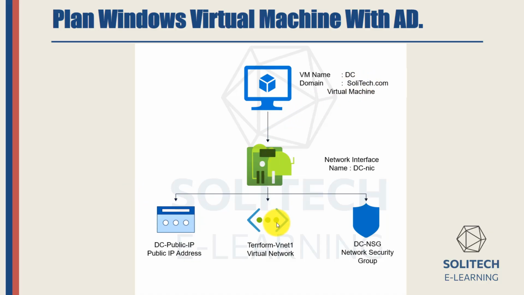Number 1 is network interface. Number 2 is public IP address. Number 3 is virtual network. In this demo, we will use virtual network Terraform-VNet1. This virtual network we created in lesson 2. Number 4 is network security group. Let's see how to create code for this demo.